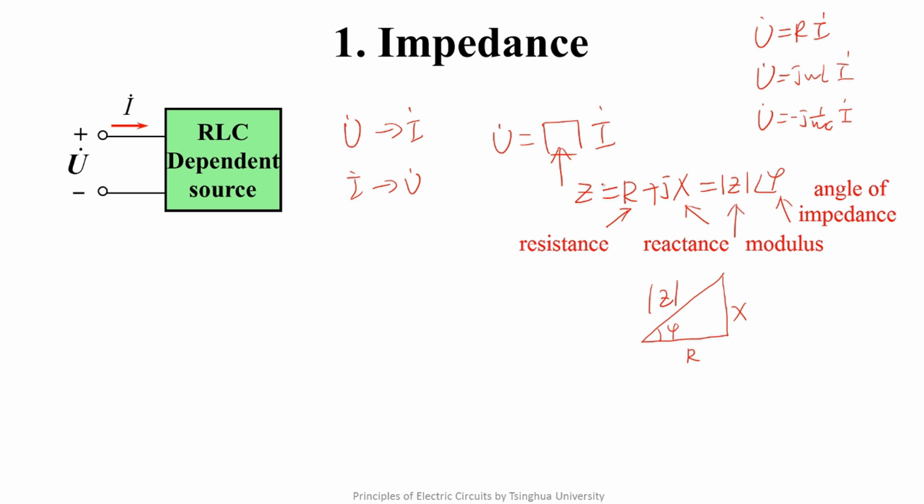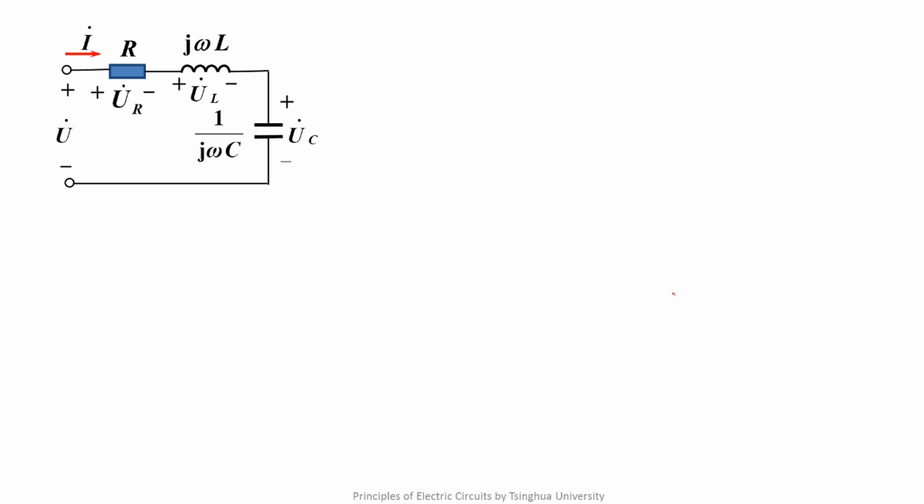The triangle shows the relationship between the expression of real and imaginary parts and the expression of modulus and phase angle. It's easy to understand. Let's take this RLC serial circuit as an example to explain the impedance characteristic of the one-port network. From the figure, we know that Z equals R plus J omega L minus J times 1 over omega C. And it equals R plus J times omega L minus 1 over omega C. We can write it as a form of modulus and angle.